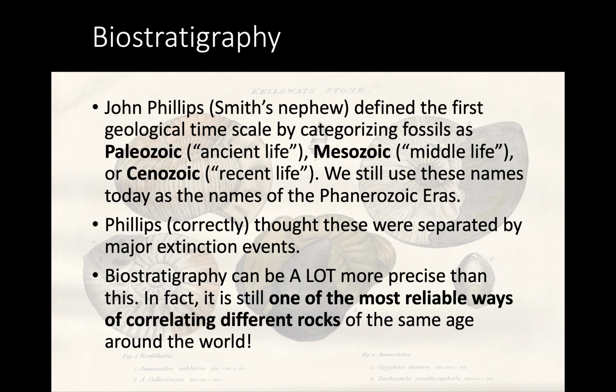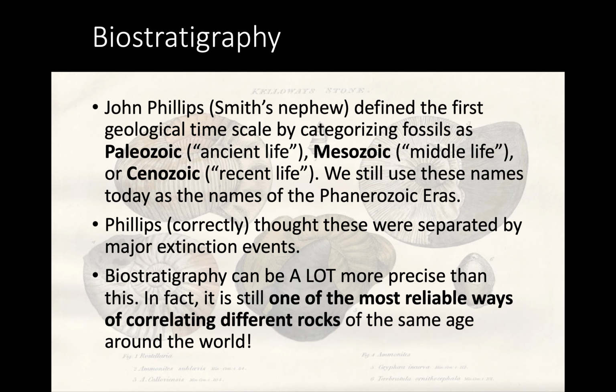So Phillips correctly assumed that these were separated by major extinction events. So he didn't exactly know what was going on, but he was absolutely right, because at each one of these boundaries, we see a huge shift in life, right? The Permo-Triassic extinction marks the boundary between the Paleozoic and the Mesozoic, and it was named because of this huge shift in what was alive.